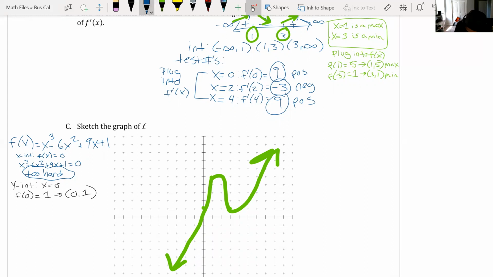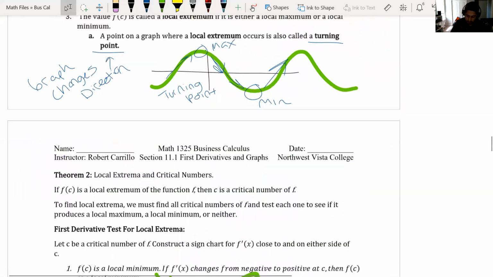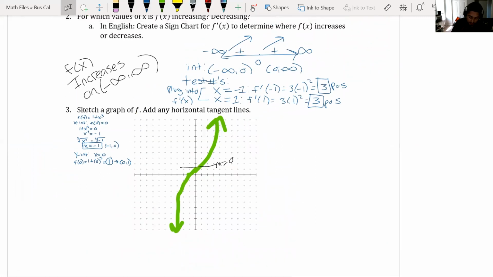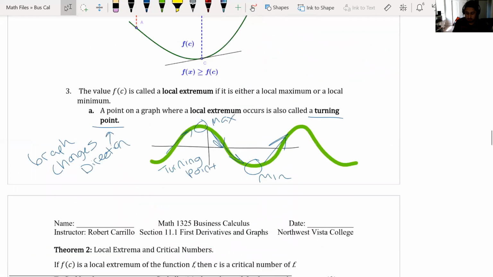Let me label these down here. So here's increase, here's decrease, there's increase. There you go. Just like the sign chart says, increase, decrease, increase. Could I put that on that one? Yes, I could have. So on the first one, that's increase, just like the sign chart says. Okay, cool.